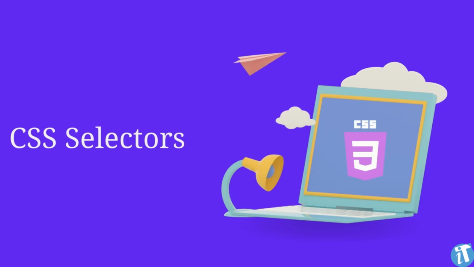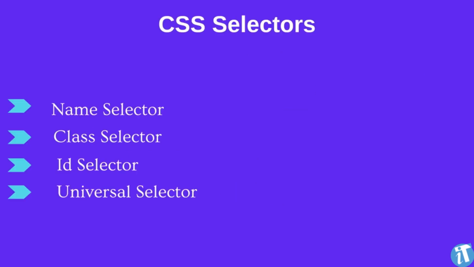In this video of CSS, we will talk about the selectors. Selectors are basically something which will help us out in selecting the particular element or the particular portion of your web page. So here we have four kinds of basic selectors. These are name selector, class selector, ID selector and universal selector.